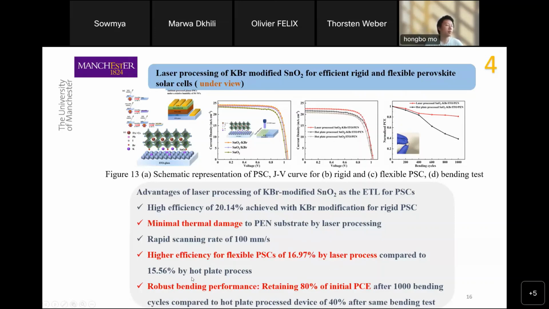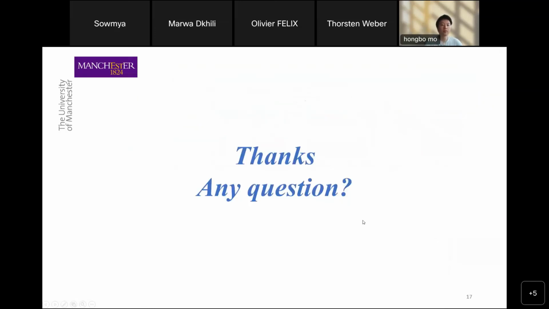Also, we measured the bending performance of the flexible solar cells, and we found that after 1,000 bending cycles, 80% of the initial efficiency is retained, compared with hot plate processed tin oxide on PEN substrate at 40% in the same bending test. So the laser processing has great potential for a wide range of applications of perovskite solar cells.